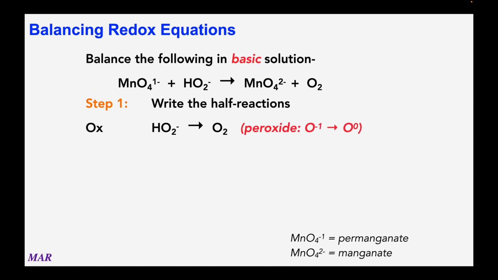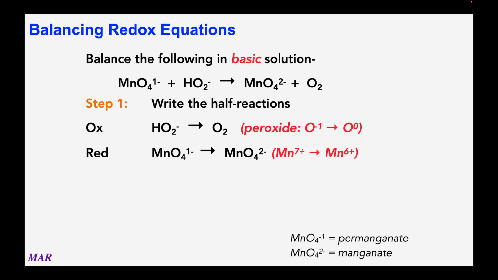So for the first one, it's peroxide going to oxygen. Peroxide is a special form of a charge on the oxygen. It's a -1. And oxygen is O2, elemental oxygen. The elements are usually neutral. They don't have positive or negative charges. So we'll put those 2 together. We'll also put the 2 manganese together.